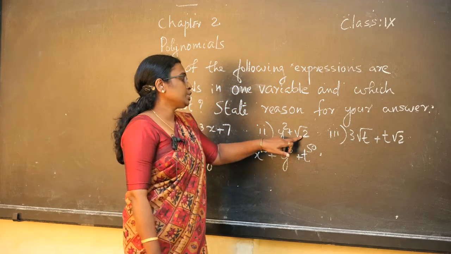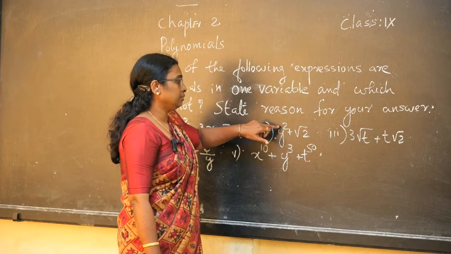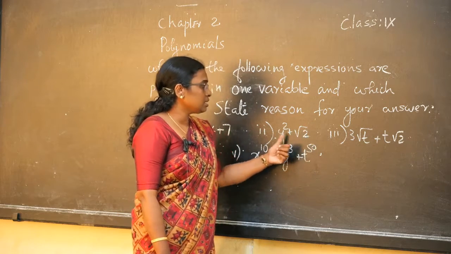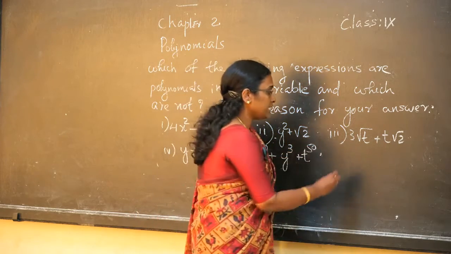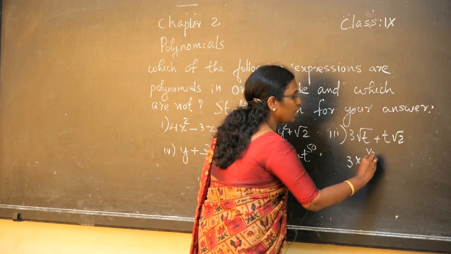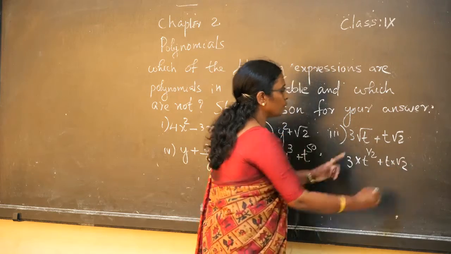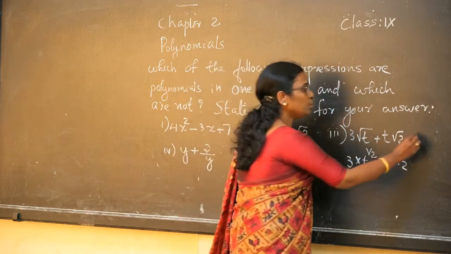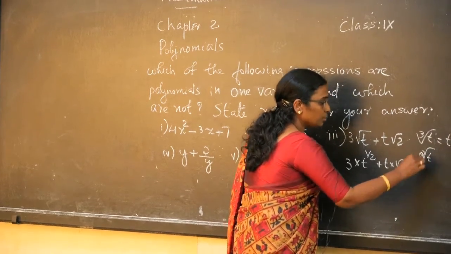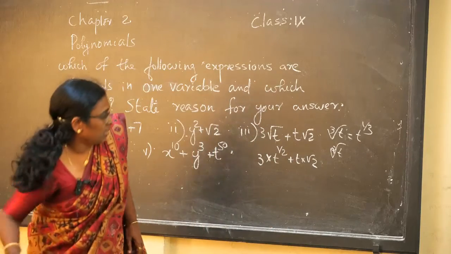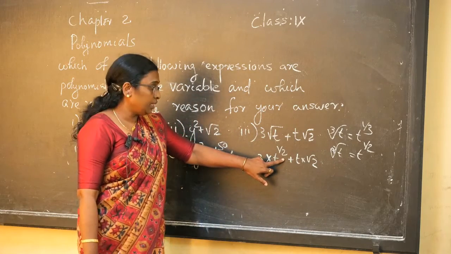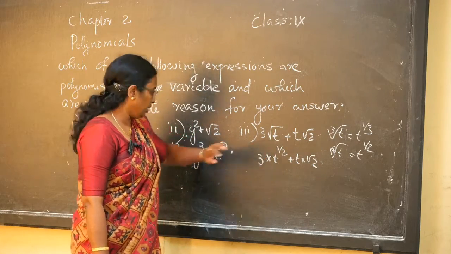Here, y square plus root 2. The exponent of y square is 2, which is a whole number. The exponent of the constant is 0, which is also a whole number, so this is also a polynomial. In the third case, 3 into root t can be written as 3 t raised to half, plus t into root 2. Square root of t equals t raised to half. 1 by 2 is not a whole number, so this is not a polynomial.